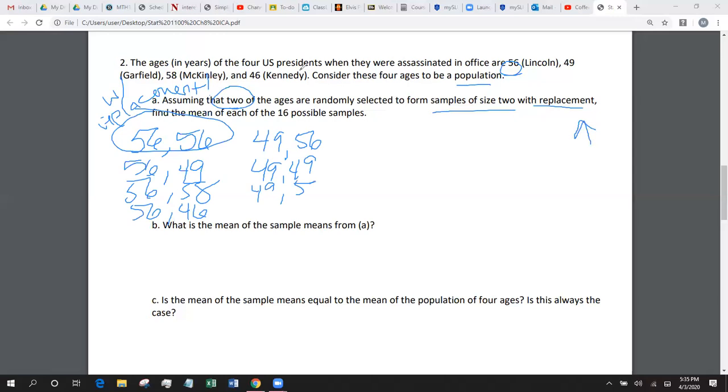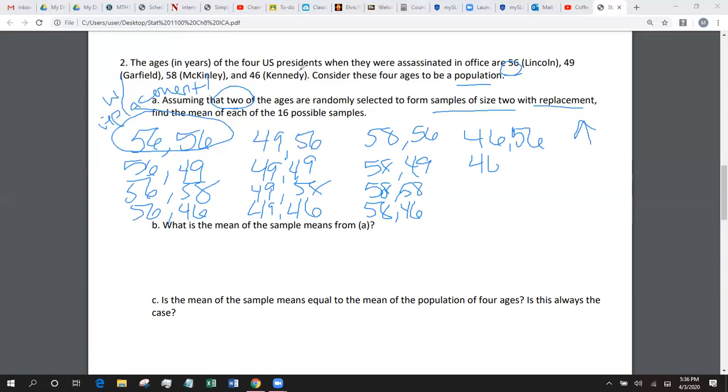I think this is a different order than what I have on the key, but just know it's still the same sample. And 49 and 46. I'm not going to read out loud the last 8. So take a second and see if you can find them and then check your answer with mine. So those are all of the 16 possible samples that we can have.